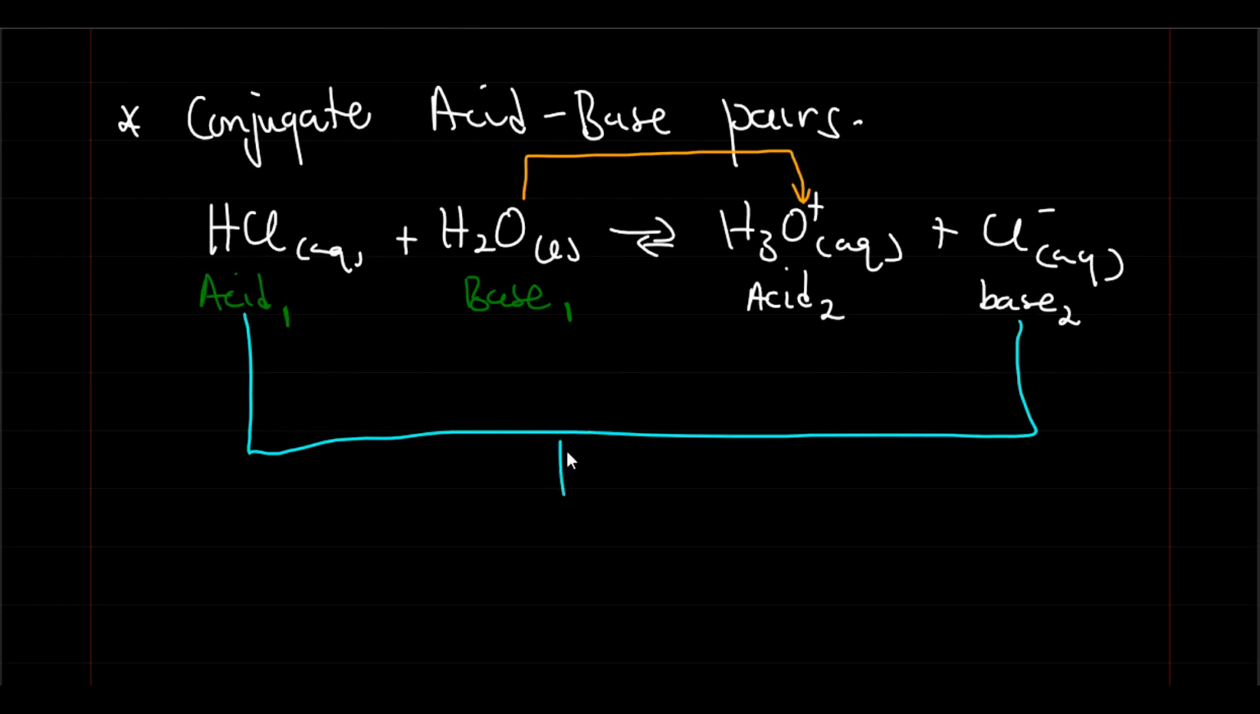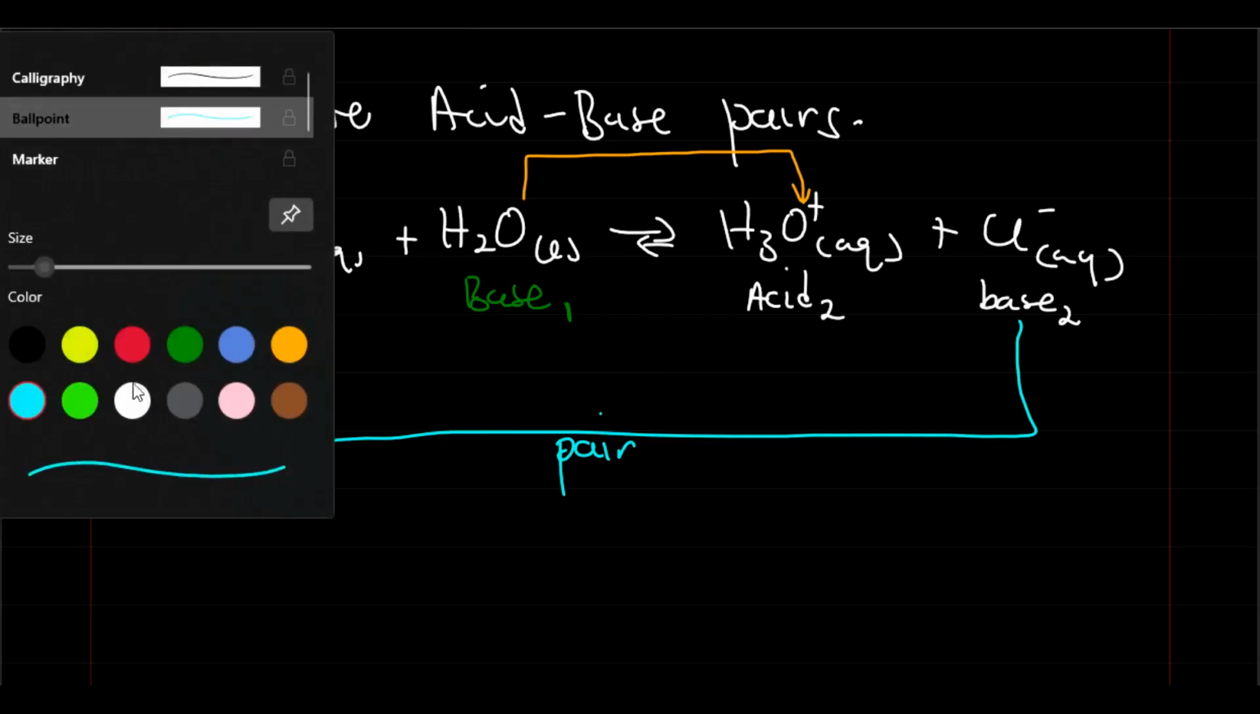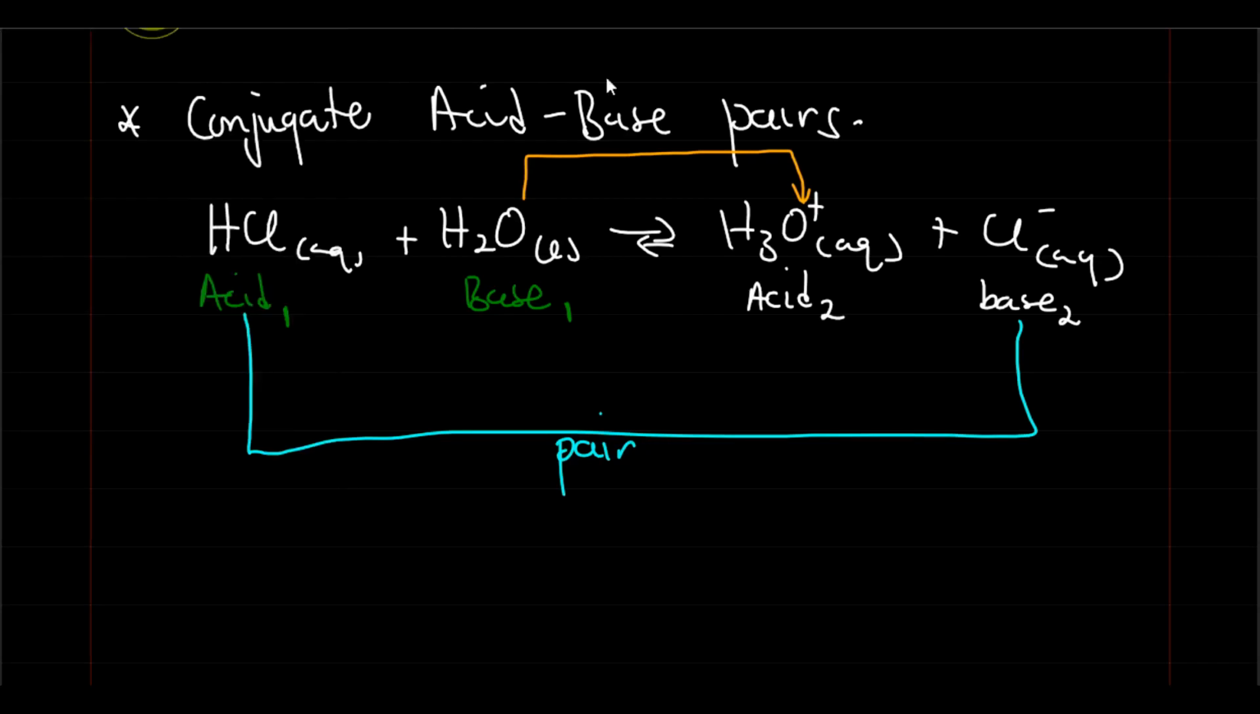So these ones, they are what? This is a pair, and also this one is a pair. So this is a conjugate acid base pair, this is a conjugate acid base pair. You see, so simple as that. There's no rocket science behind this.